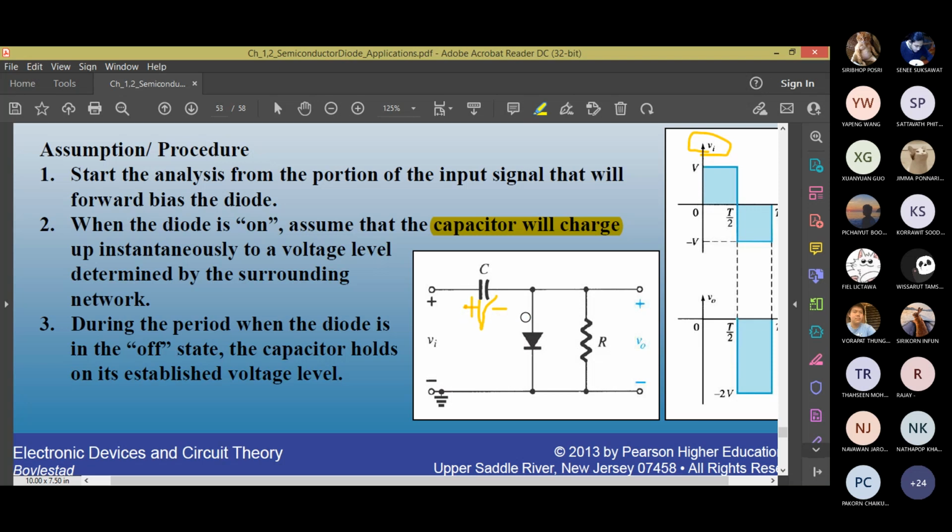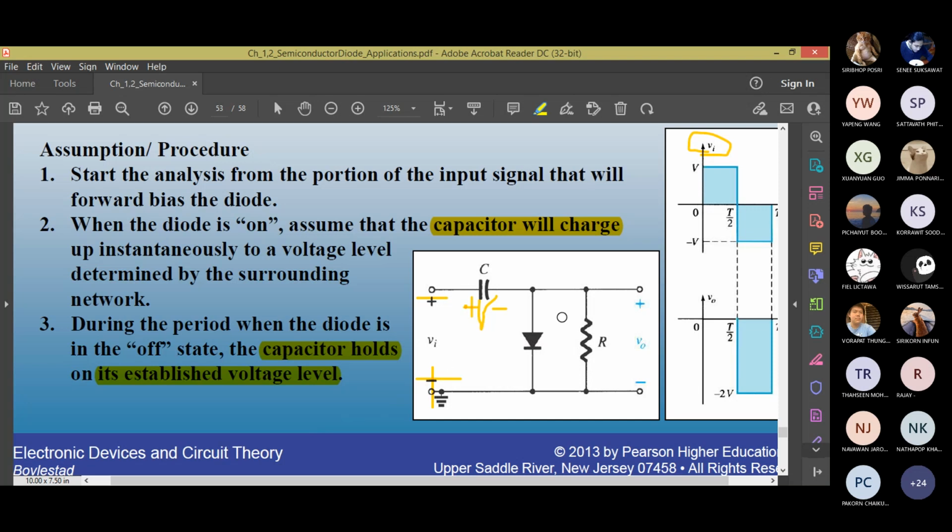Now we're going to analyze the other half cycle when the diode is off, which means VI is negative here and plus here. But you have to assume at this stage that when the capacitor was charging, when the diode was on, whatever voltage and polarity it got, it will remain the same. Capacitor holds its established voltage level and established polarity. It doesn't say on the slide, but you should remember. Everyone okay?